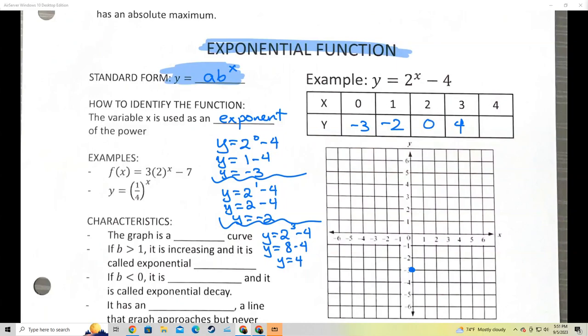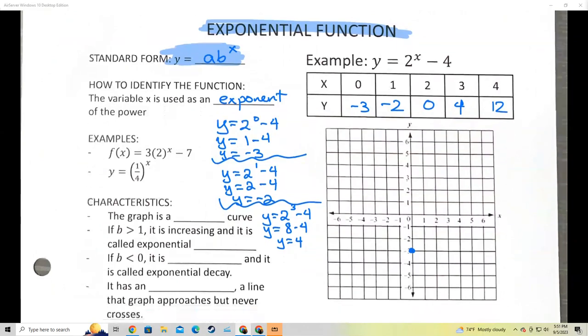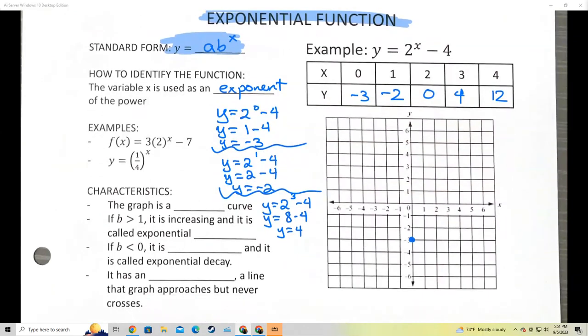This one should have been a 0, and this should be a 12, which obviously is way off our graph, and we're not going to be able to graph that. That's okay. That might happen on the homework. It's fine. Okay, graph what you can. So I already graphed 0, -3. Let me go ahead and graph 1, -2. I can graph 2, 0, 3, 4. 4, 12 is way off my graph.